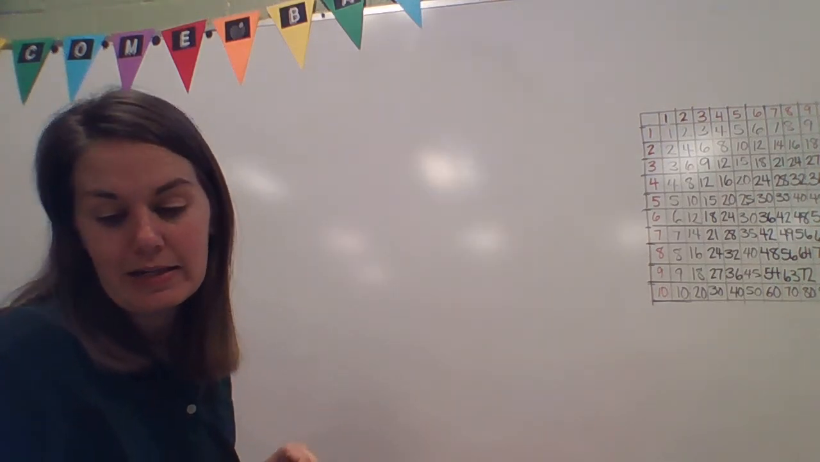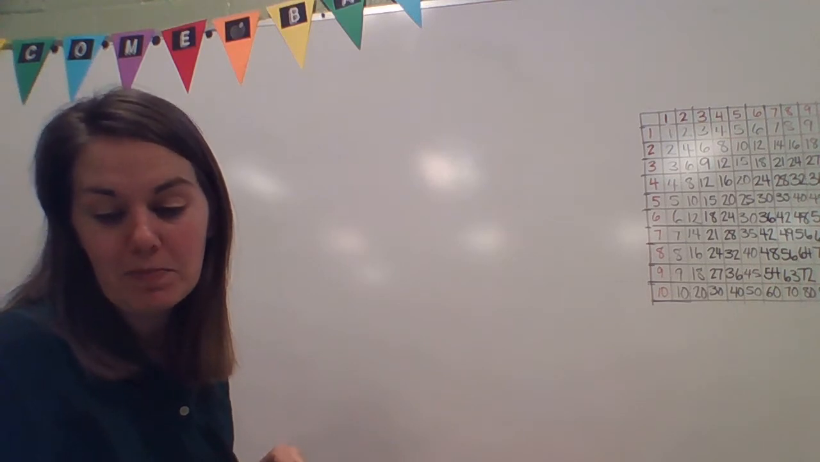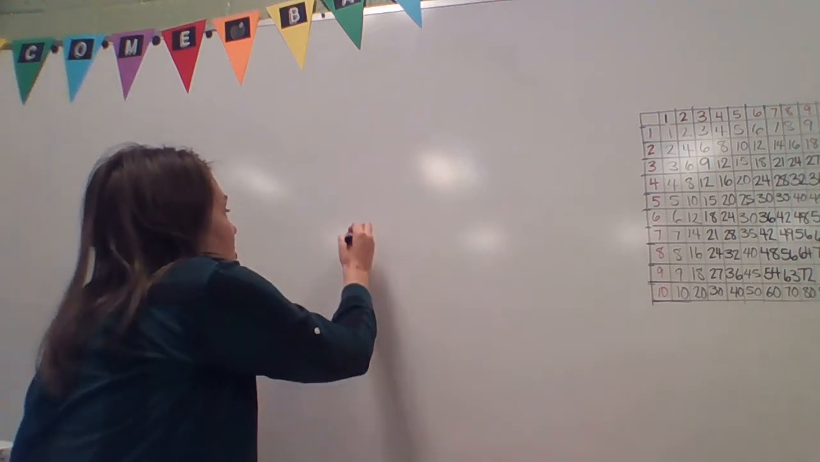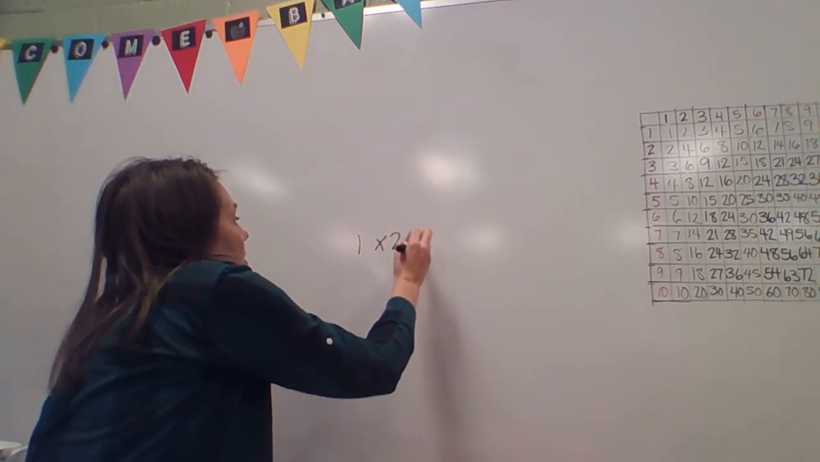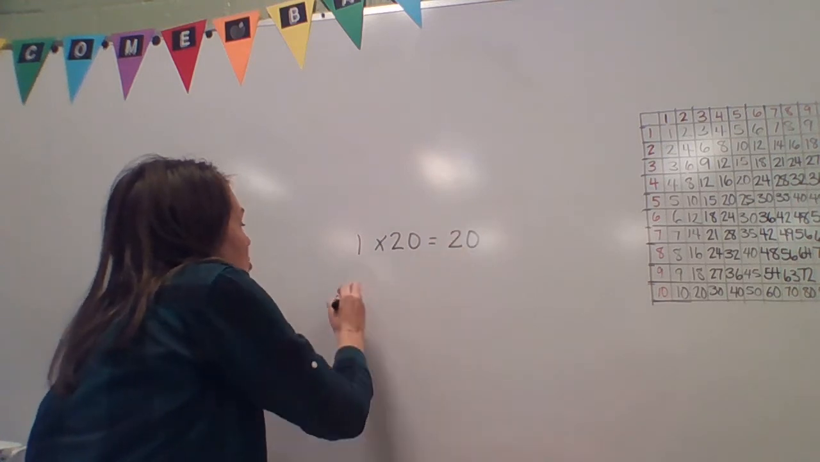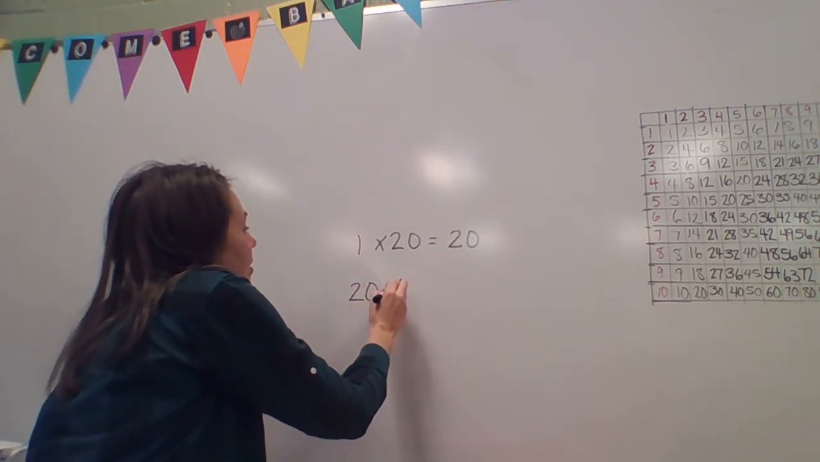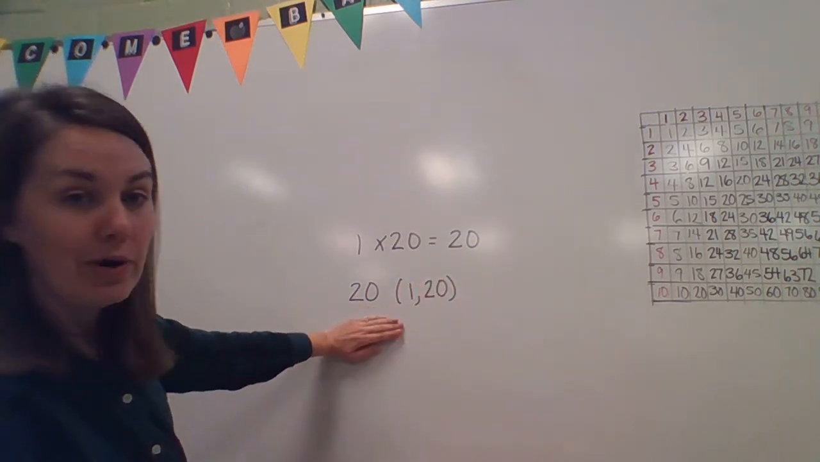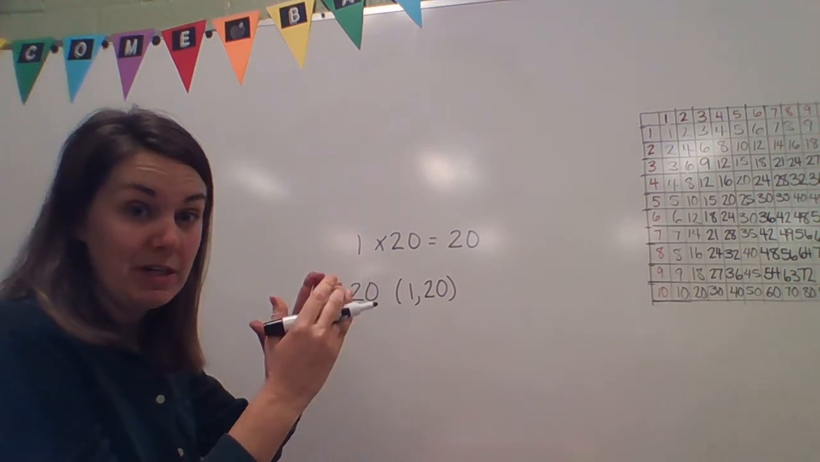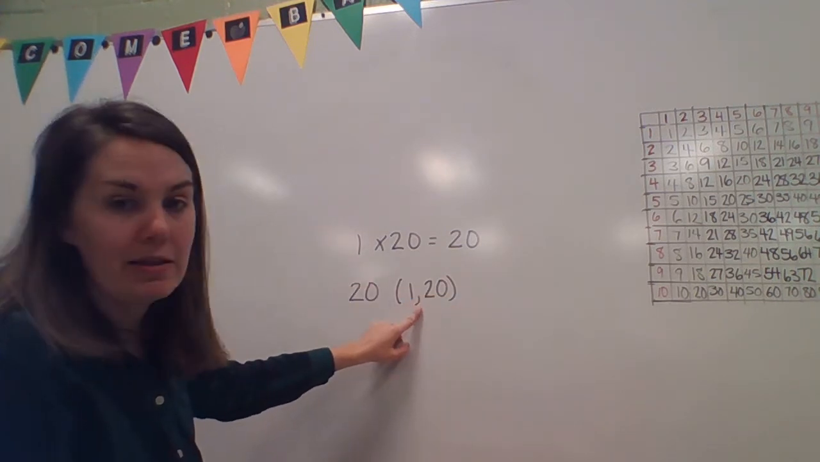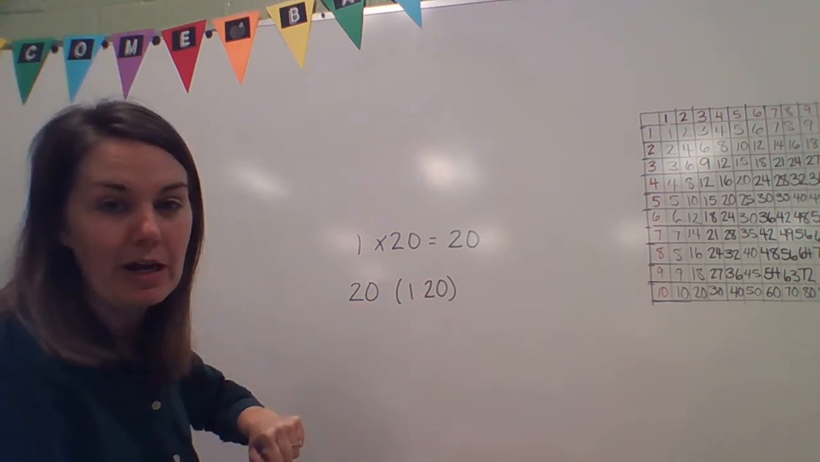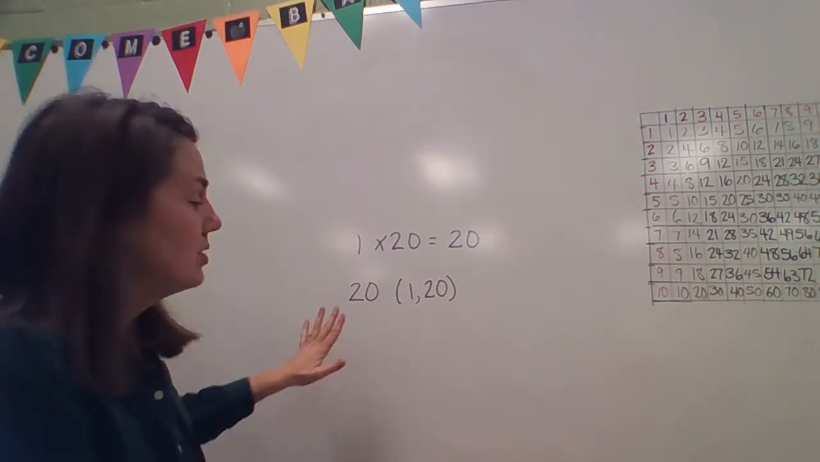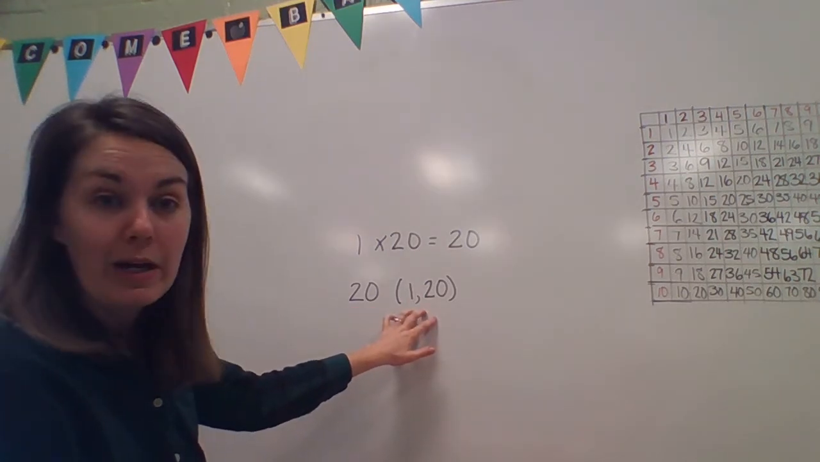So looking at A again, it says since 1 times 20 is 20, a factor pair of 20 is 1 and 20, right? So because we can multiply 1 times 20 to make 20, 20 would have a factor pair of 1 and 20. And you may have noticed how I wrote my factor pair: I'm grouping them together using those parentheses and I'm separating them by a comma, because if I didn't have my comma, it would look like 120, right? So commas can be really important when we're using numbers. So a factor pair of 20 would be 1 and 20.